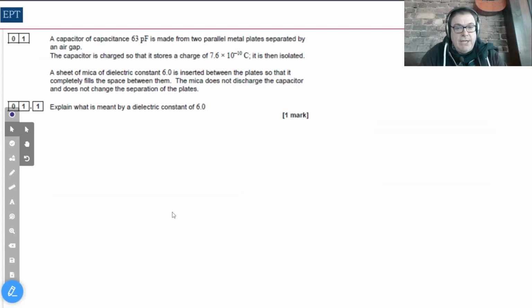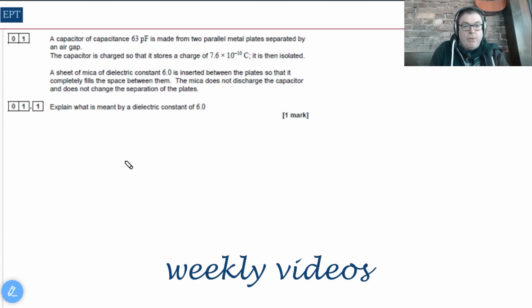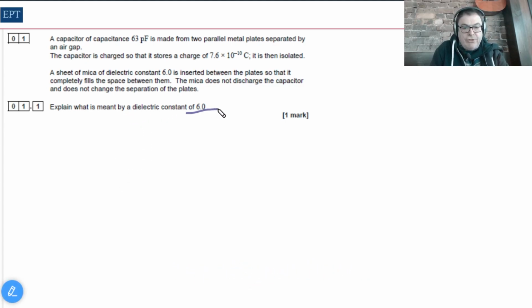This question is from AQA 2021, paper 2, question 1. In this first part, we're asked to explain what is meant by a dielectric constant of 6.